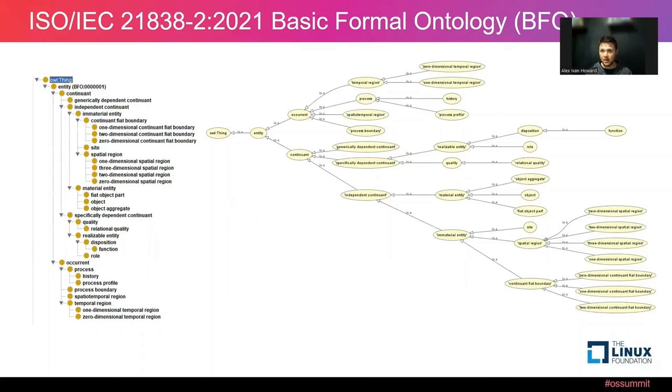Most notably because the basic formal ontology is an ISO standard in itself, and it's been used by literally hundreds of endeavors and people on the internet. So if we can embed our ontology into the basic formal ontology and some of its extensions, we should be able to maximize its usefulness to the world of impact accounting.